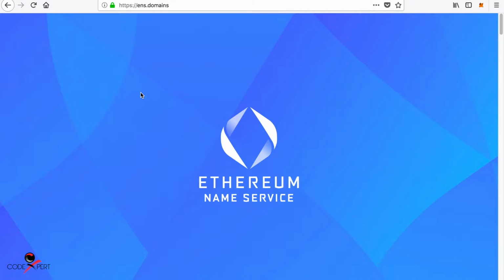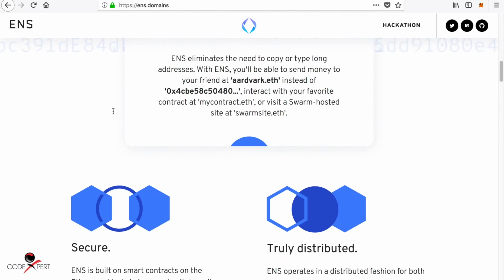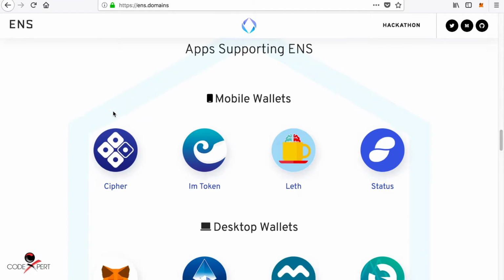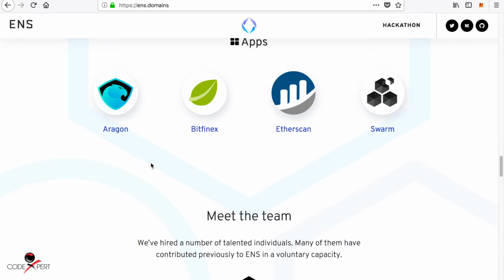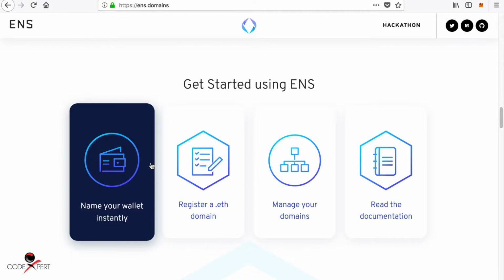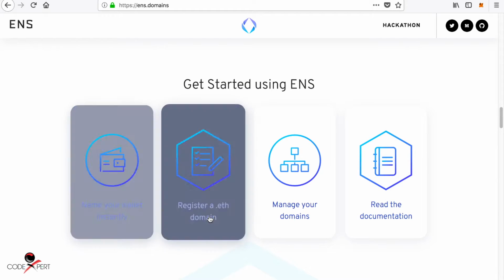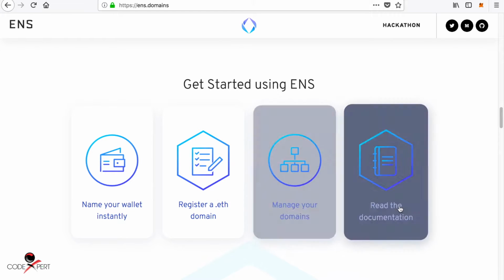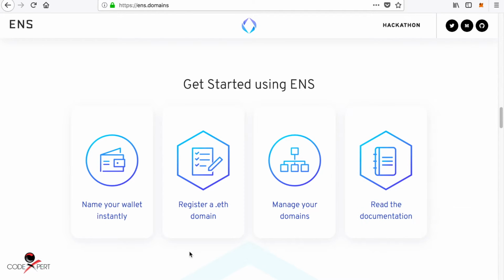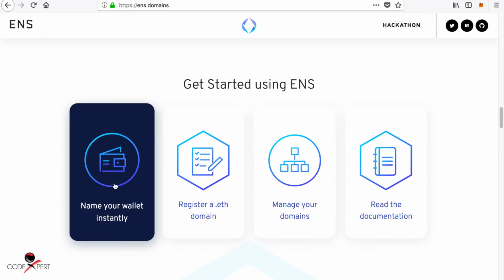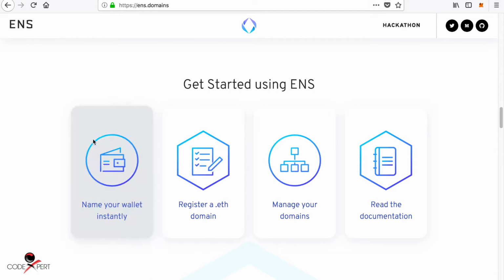Alright, so let's start by going into ens.domains, and if you scroll down, you can see there are different apps which are supporting the ENS service. There are four different tabs here: name your wallet, register a domain, manage your domains, and read the documentation. I really recommend you read the documentation before proceeding further. And I'm going to go into the first tab here, name your wallet.